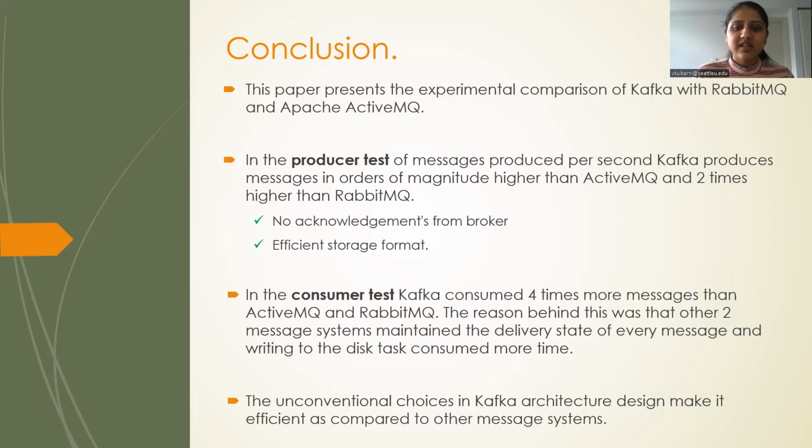The second is the consumer test. Kafka consumed 4 times more messages than ActiveMQ and RabbitMQ. This is because both ActiveMQ and RabbitMQ maintain the delivery state of each message, and writing to the disk consumes more time in these messaging systems. So at the end, I would say that these unconventional choices made by the Kafka architecture design make it more efficient as compared to the other messaging systems.